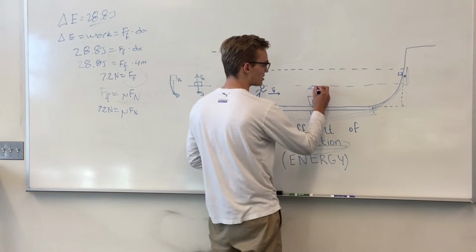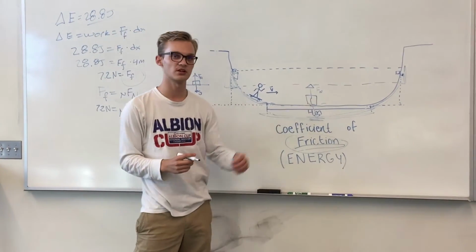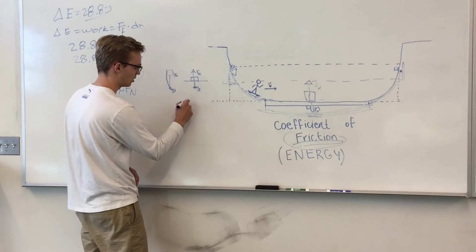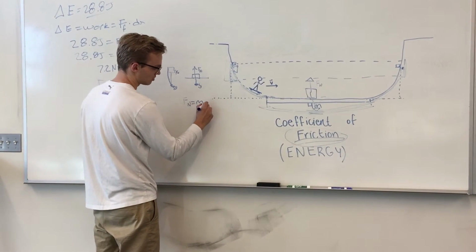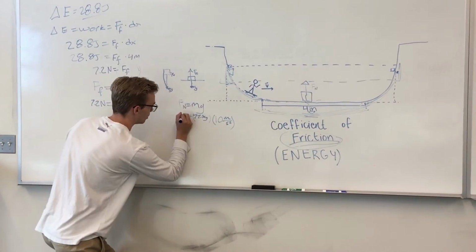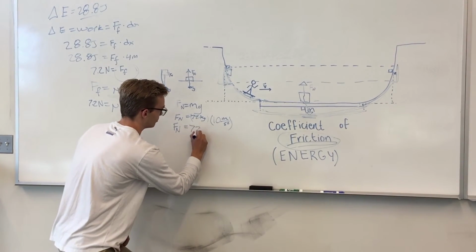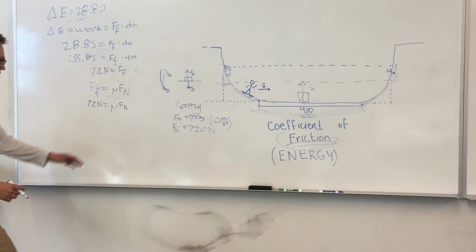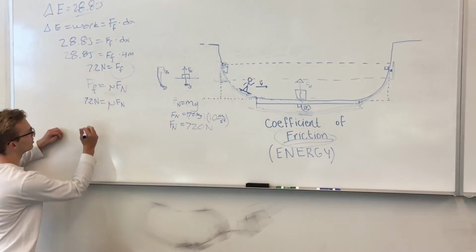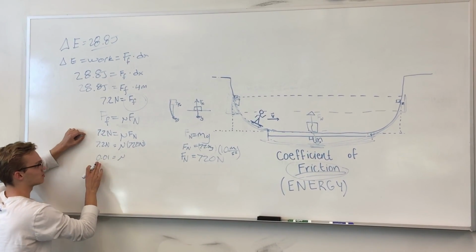Well, what does the normal force equal over these 4 meters? Well, if it's level and he's not accelerating, then the normal force must equal mg, which is equal to 720 newtons. So then, when we divide out and substitute, the coefficient of friction is 0.01.